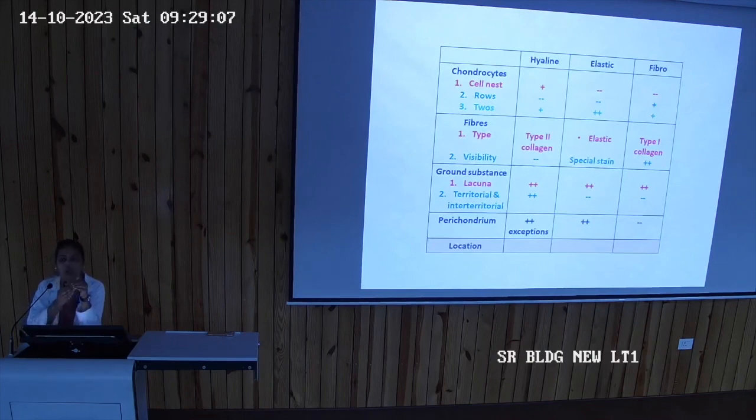अब एक नया theory आ गया है कि जो cells के around होता है that is capsular, और capsular के around है that is territorial, and in between these is the interterritorial. Staining keeps on reducing as we go away from the cell nest. So जहाँ पे cell nest के nearby area होगा, it stains darker as compared to the interterritorial matrix. Perichondrium is present in hyaline and elastic cartilage, absent in the fibrocartilage, and there is also an exception in the hyaline cartilage where it is absent in the articular cartilages.